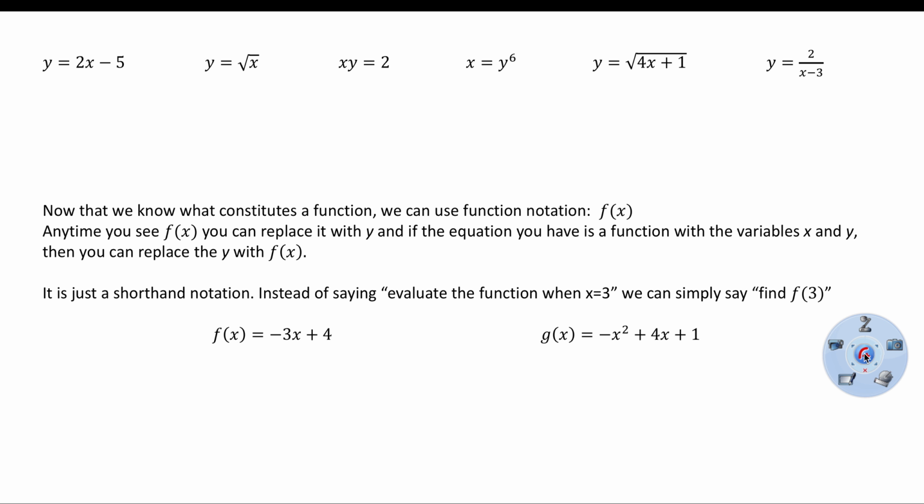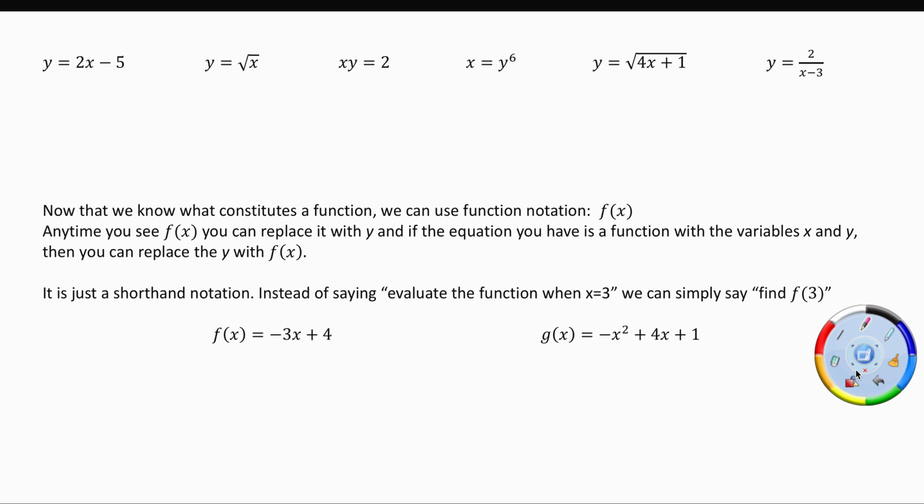All right, so first of all, let's determine which ones of these equations are functions. All I have to do is look at the y. So yes, it's a function. Yes, it's a function. Yes, it's a function. No, it's not a function. Yes, it's a function. Yes, it's a function.